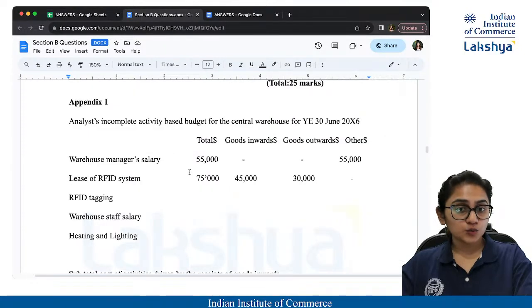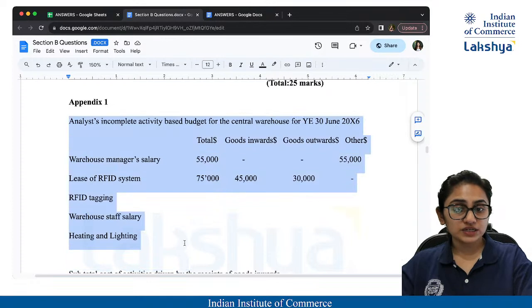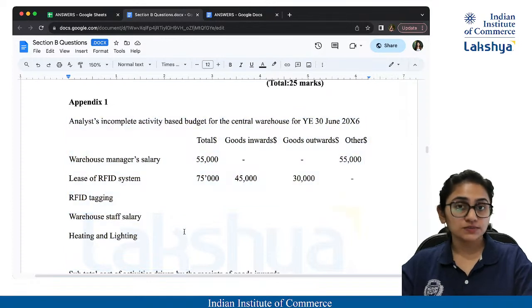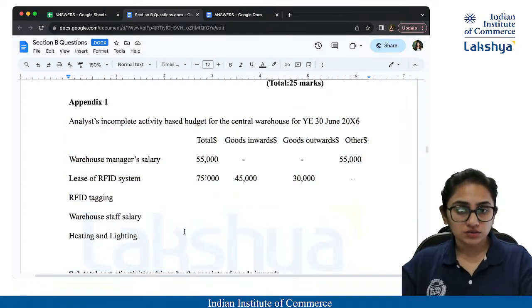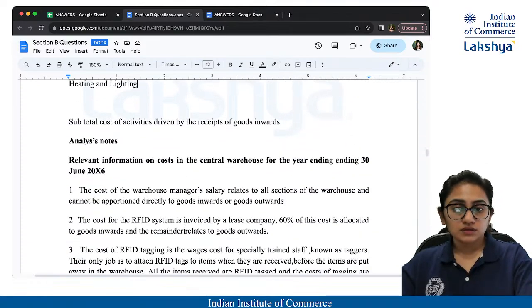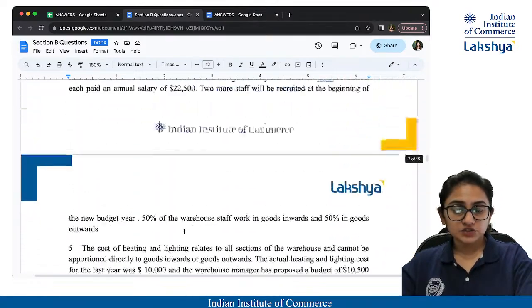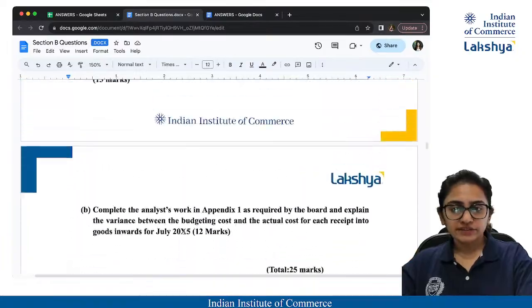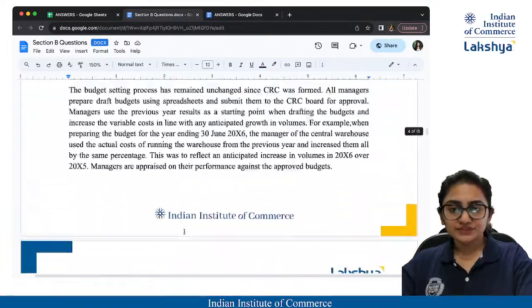So if you feel that you want to copy it down and paste it there, no, that is not possible. Copy paste you cannot. Then the relevant information for that is given. So let's read the question.